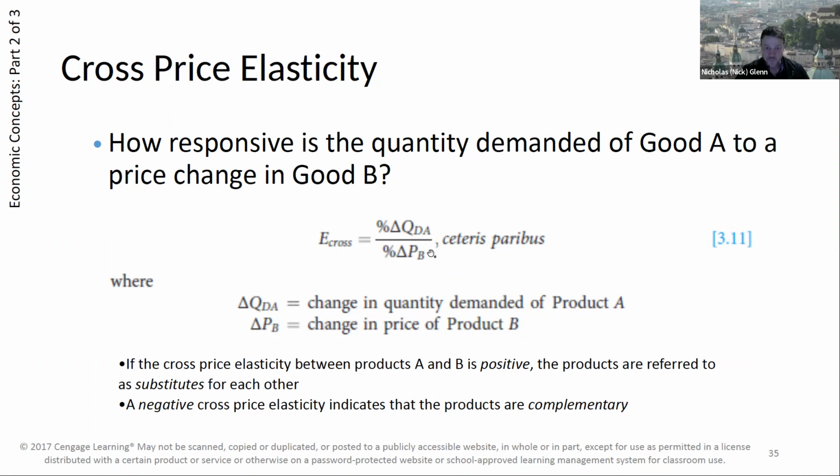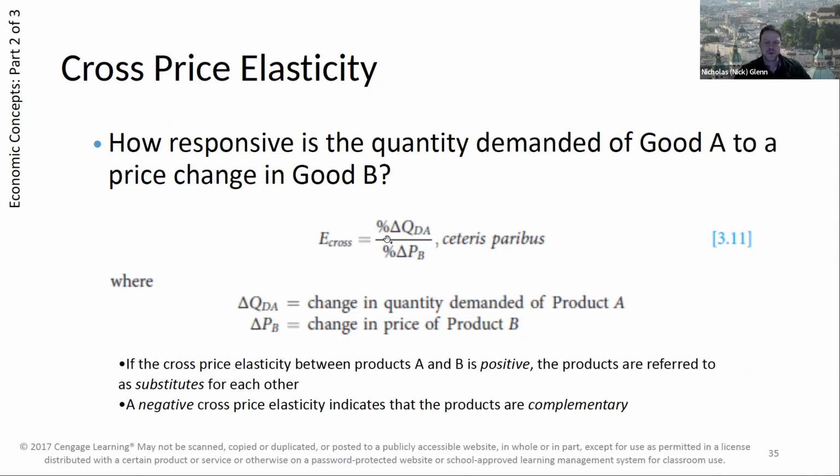Now, what if it's a complement? Let's look at chips and salsa. Salsa would be good B. Chips is good A. If the price of salsa goes up, or dip or whatever you want to call it, well, you're going to buy less of it because it costs more. And since it goes with these chips, you eat these chips to go along with it. Well, you're going to see a decrease in the quantity demanded of chips here. So this is going to be negative.